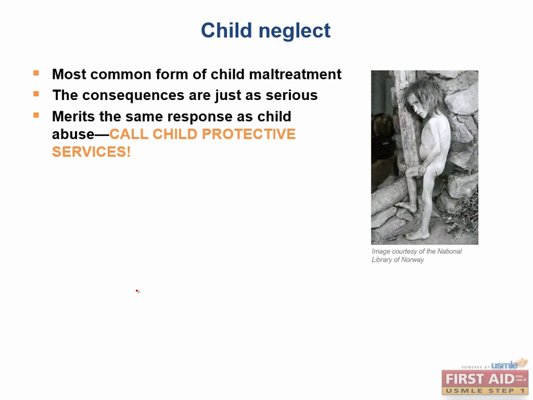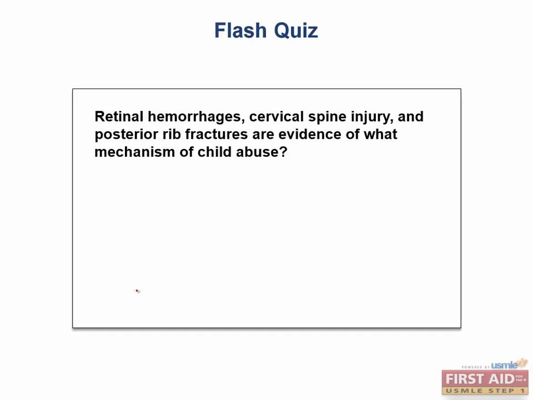I know I am. Let's do a flash quiz and wrap this section up for good. All right, I'll keep this one pretty basic. Retinal hemorrhages, cervical spine injury, and posterior rib fractures are evidence of what mechanism of child abuse?